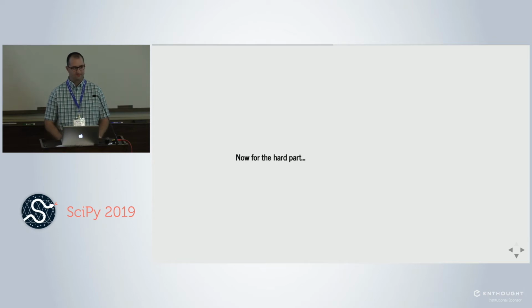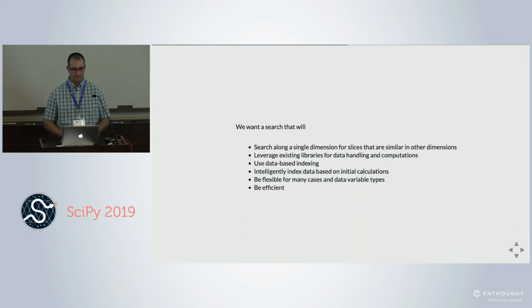Now that's where we get to the hard part. If we've got a large data set, we want a search that will allow us to search along a single dimension for slices that are similar in other dimensions. What does that mean? Well, if we've got 4-dimensional data, we might want to look in the time dimension and match it to something that is 3-dimensional in the spatial dimensions. That means we have vectorized operations, but there's a lot of data involved in that, and we want to simplify it, make it fast, and make it not use too much memory.